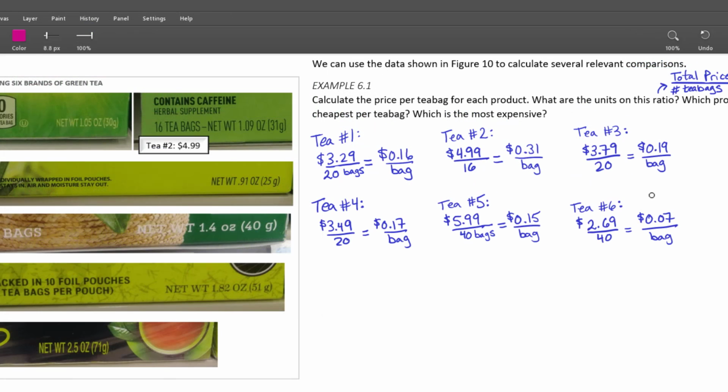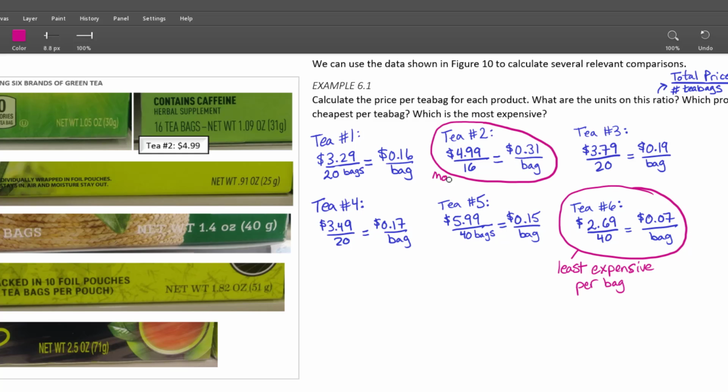The cheapest per tea bag is tea number 6. It's way cheaper than the other ones. It will probably not surprise you to know that this was the store brand. It also was one of the larger boxes. So you can usually expect larger quantity boxes to be cheaper per unit within the box. But even so, 7 cents per tea bag is extremely, extremely inexpensive compared to the others. Less than half the price of any of the others per bag. The most expensive was tea number 2, which came out to 31 cents per bag.